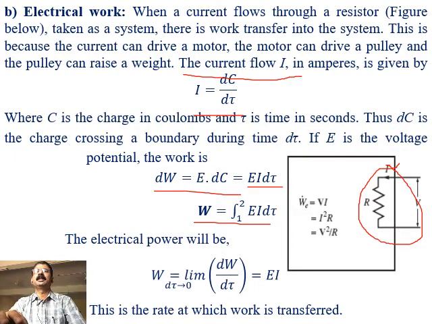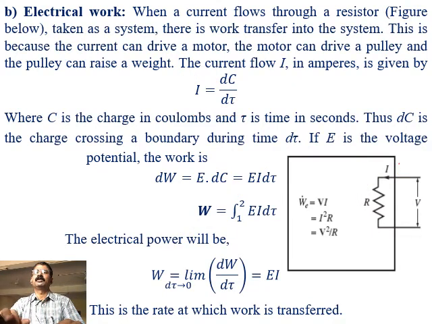And if you want electrical power, then you have to take the limit as d tau tends to 0 of dW by d tau, which will be equal to E I. So work is different, power is different. In the previous shaft work also, first we wrote the expression for work, then we wrote the expression for the power. Power is nothing but rate of doing work, so it has to be divided by the time. That is why this d tau comes into the picture in the denominator in this expression, because that is a rate, to find the power.